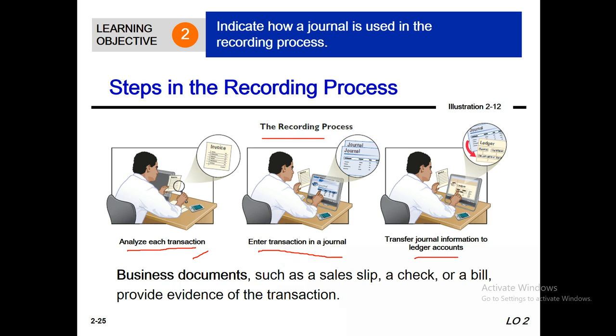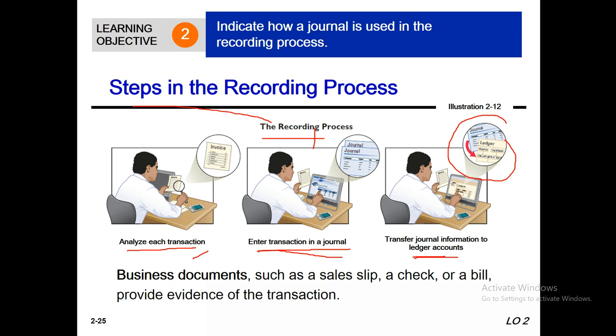So how could we prepare a journal? Later we'll discuss that. Now, enter the transaction in a journal. This is the second step of the procedure. And number three, transfer journal information to the ledger account. That means we prepare the ledger here. We will discuss it in later slides, inshallah.